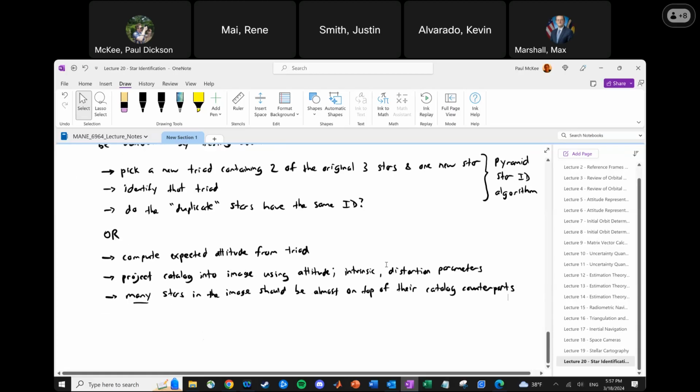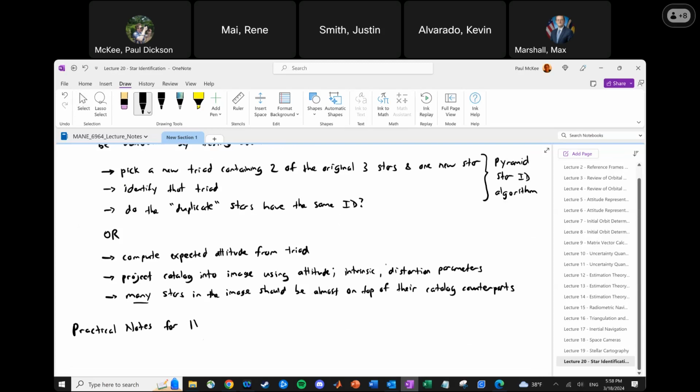And that's pretty much it. So I have some practical notes for homework 4, and then we're going to take another brief break. And then the rest of the lecture is just prepping us for next lecture, which is going to be very math heavy. But let me just share a few practical notes for you here. Practical notes for homework 4.